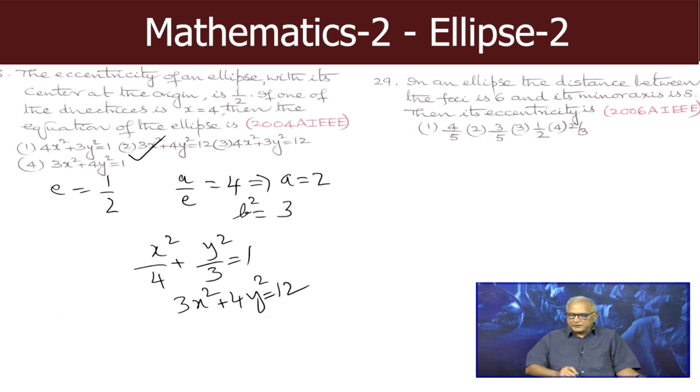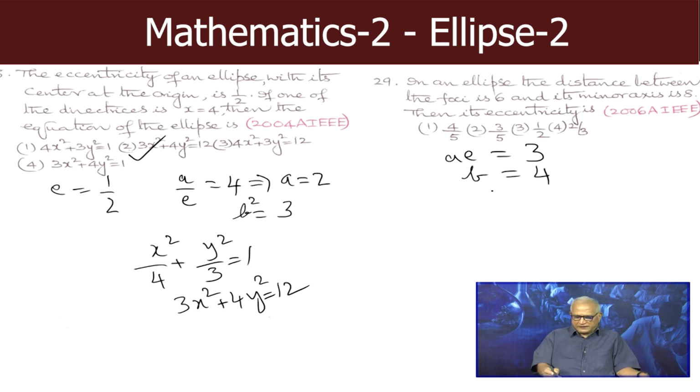29. In an ellipse, the distance between the foci is 6. What is the distance between the foci? Twice ae, that is 6, so ae equal to 3. And its minor axis is 8, so b equal to 4. The length of the minor axis is 2b, which is given to be 8, so b equal to 4.